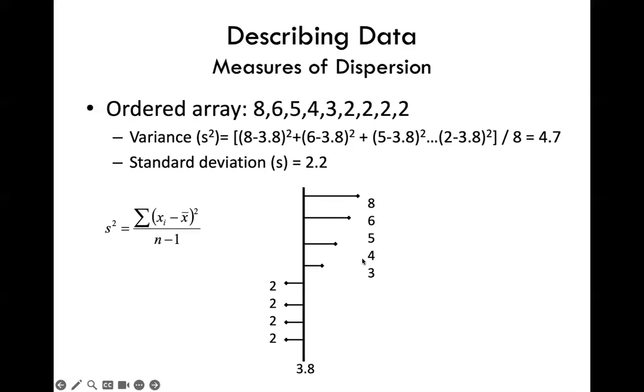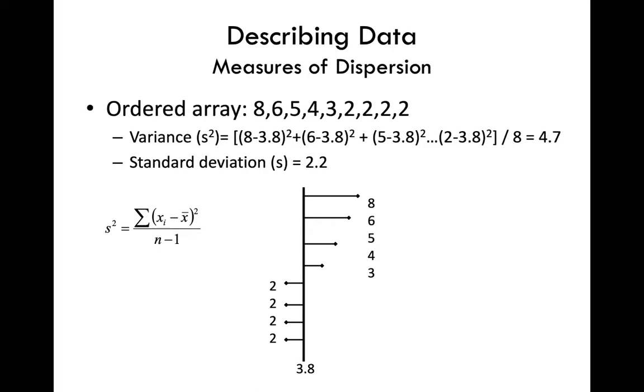And here are our values that were above 3.8, okay, with the same error bars. And so the formula is illustrated here, and you can calculate the standard deviation, which is 2.2. Almost always, when you report the mean, you should also report a measure of dispersion, okay? And so that should be the standard deviation. So how would you describe these data?